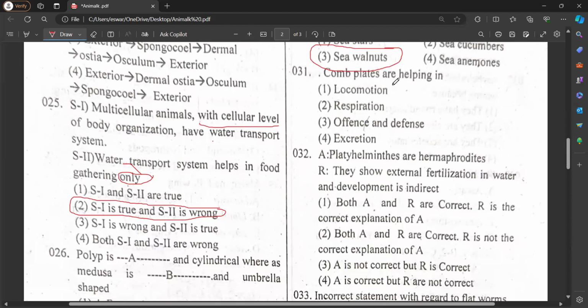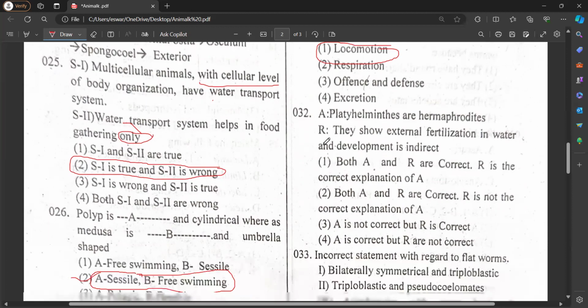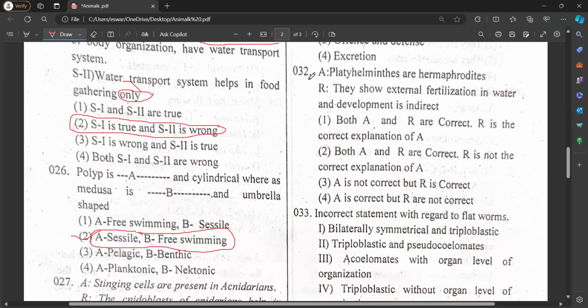Next, comb plates are helping in locomotion, respiration, offense and defense, or excretion? The comb plates help in locomotion. Next question, question number 32. Platyhelminthes are hermaphrodites. Yes, platyhelminthes are hermaphrodites. They show external fertilization in water and development is indirect.